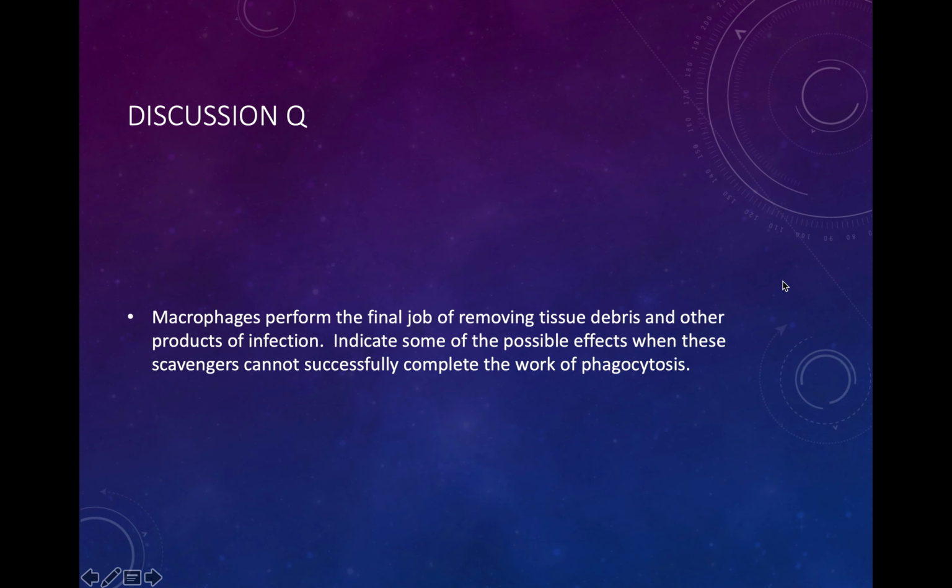We're not going to go over this discussion question here, but we can talk about it when I get back into lecture. The question is, macrophages perform the final job of removing tissue debris and other products of infection. Indicate some of the possible effects when these scavengers cannot successfully complete the work of phagocytosis. And again, this does happen with very key types of pathogens that physically halt the function of these phagocytic cells.